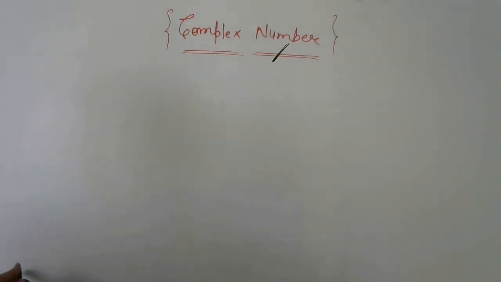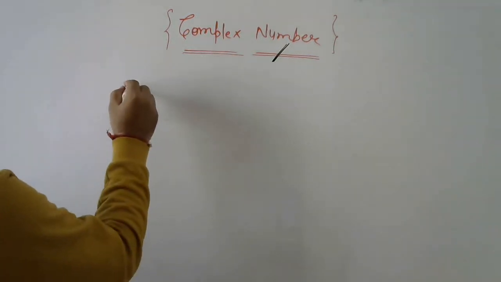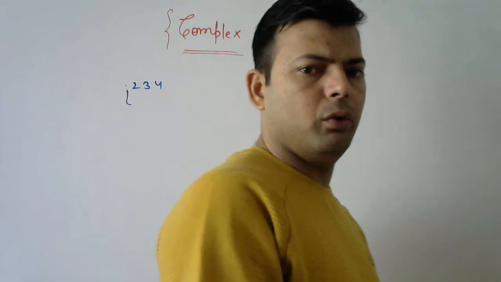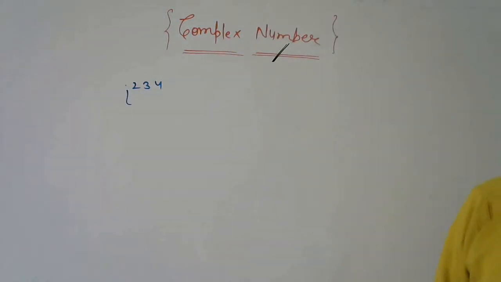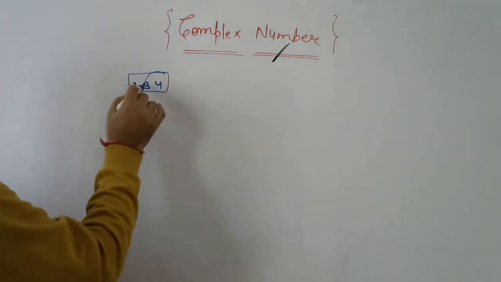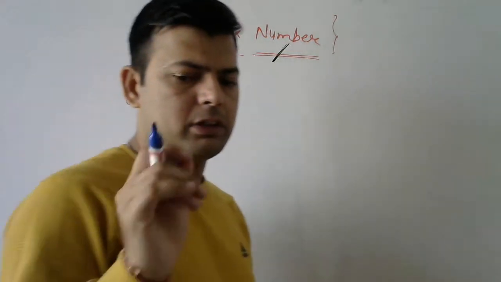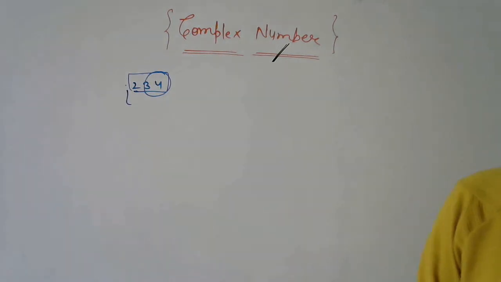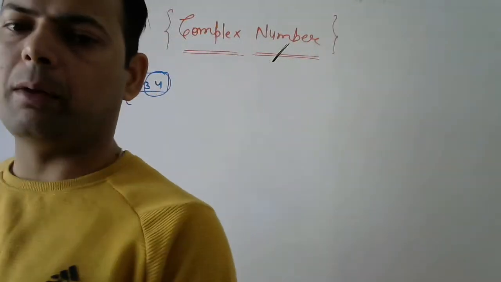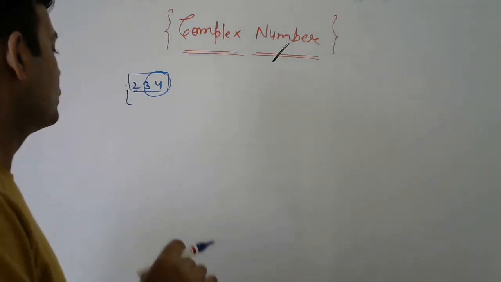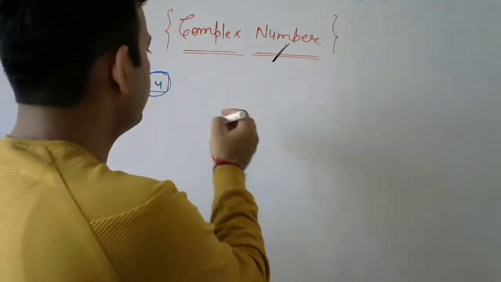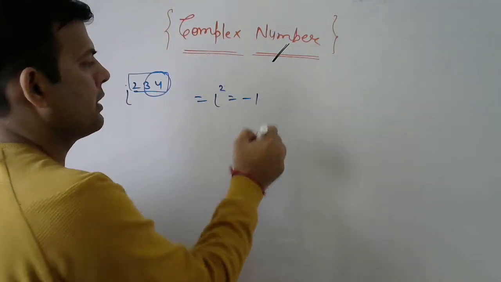If I ask what is the value of iota to the power 234, I divide the power by 4. Instead of dividing the whole number, I divide only the last two digits, because the divisibility rule of 4 says that if the last two digits are divisible by 4, then the whole number is divisible by 4. So if I divide 34 by 4, I get remainder 2. So it will be iota square, that is minus 1.